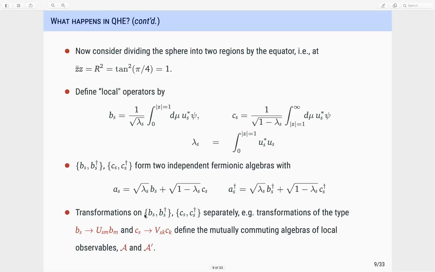Now, we can do linear transformations on B, B dagger or on C, C dagger, like so. These transformations correspond to local observables, so to speak, because the B's are essentially restricted to the northern hemisphere, and these transformations, therefore, are like a local algebra A, and the V's here would be like A prime. So we have a kind of a framework and a setup similar to what we wanted to think about in quantum field theory.